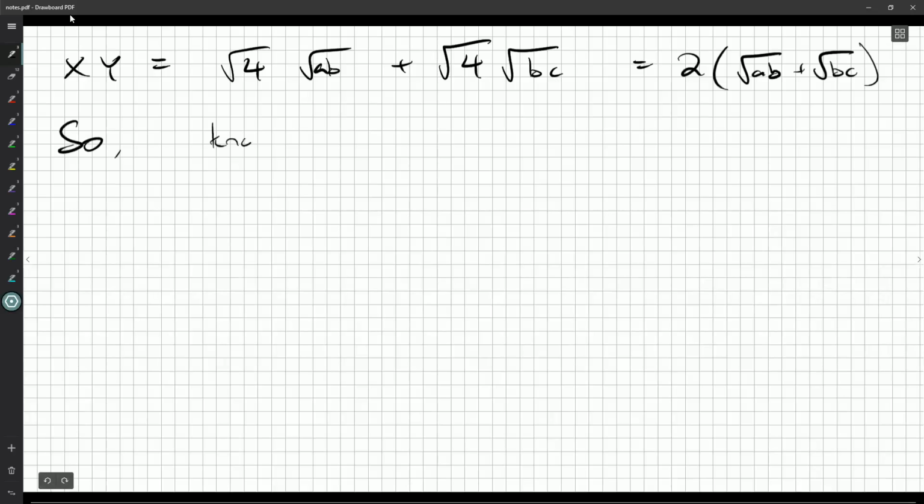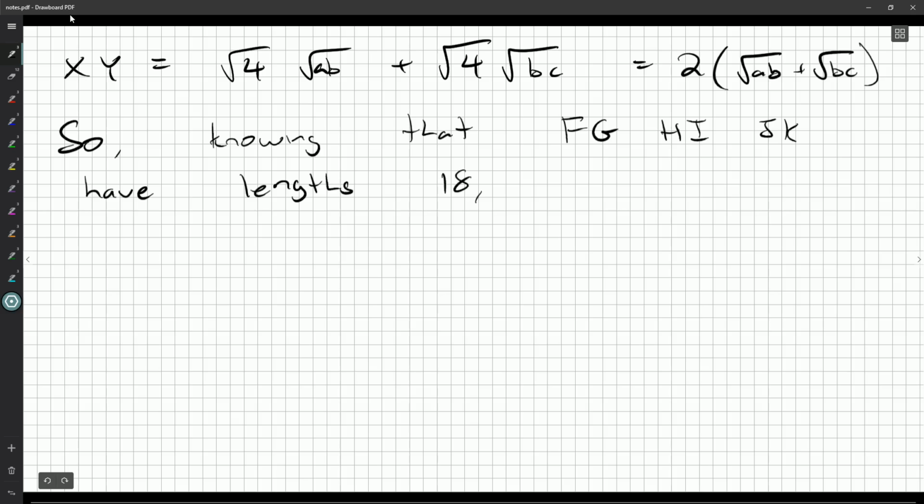So, knowing that I think it was F, G, H, I, J, K have lengths 18, 20, 22.